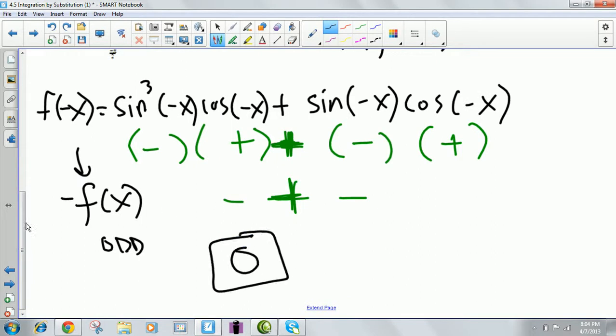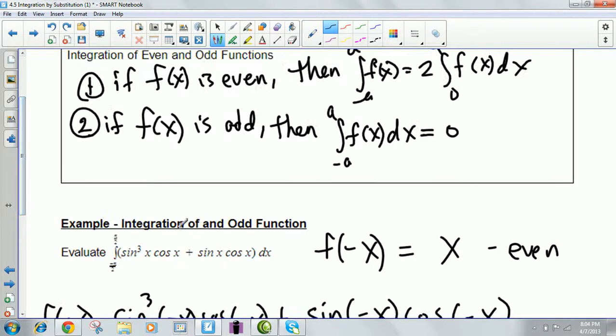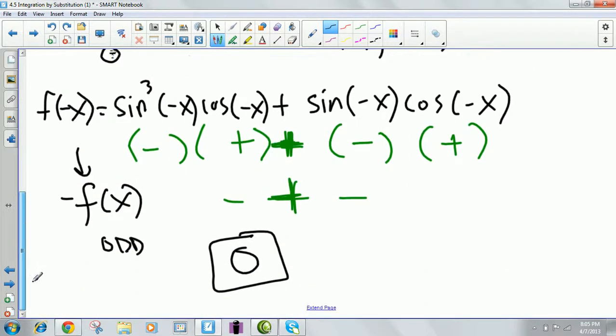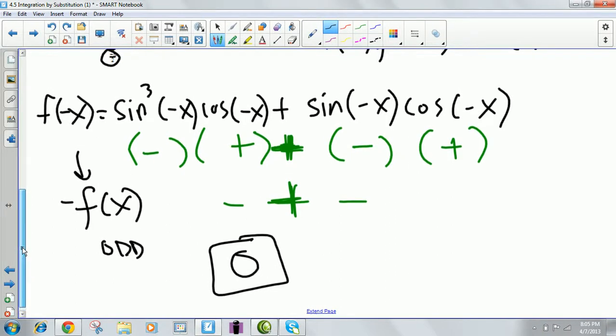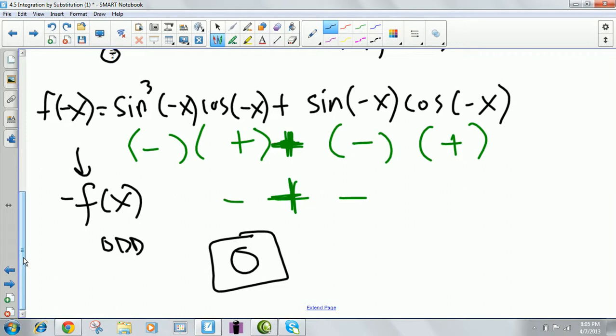So just remember, on the AP exam, you get a problem like this, it looks impossible. It pretty much is. You just have to be able to recognize it. First thing you should look at is the limits. If the limits are opposites of each other, right away you should say, whoa, is that even or odd? Because I can answer this question really quickly if those limits are opposites of each other, if the absolute values are the same.